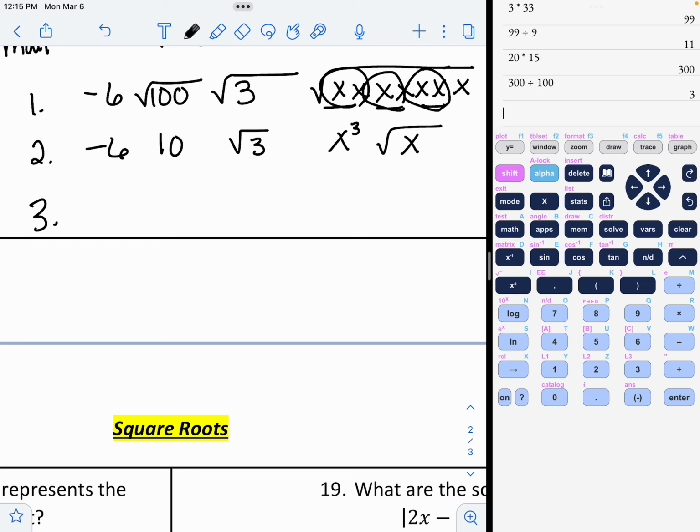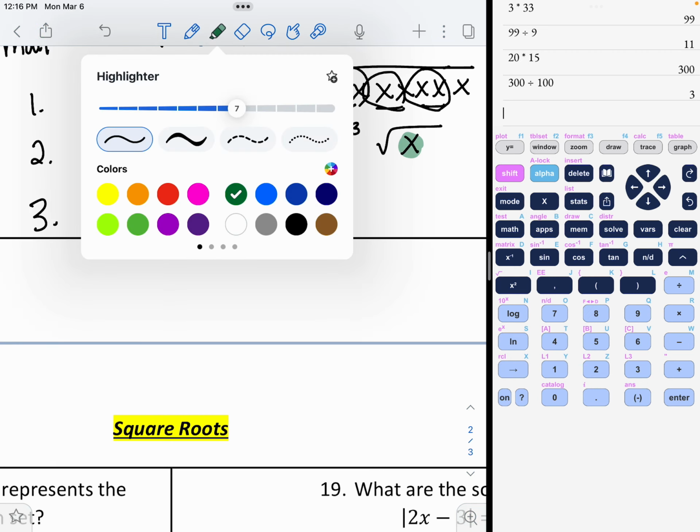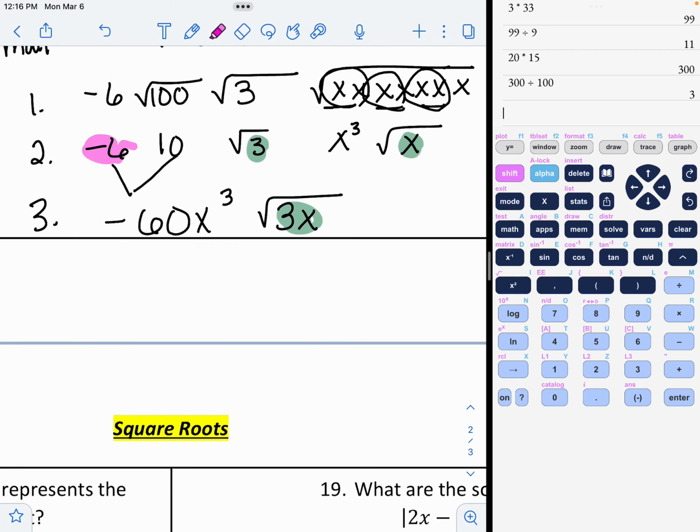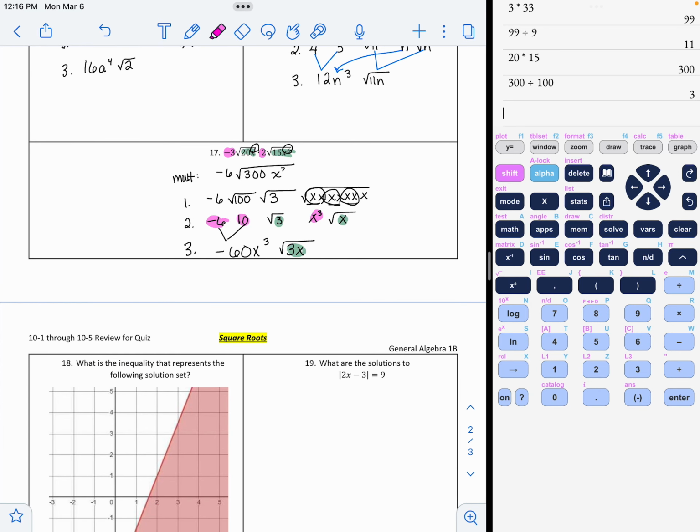Step 3, you multiply your -6 with your 10 to get -60. Your x to the 3rd drops down, and the inside is a 3 and an x. So the inside comes from this 3 and this x. And then you can see there's a whole bunch of stuff on the outside. We had our -6 with our 10 with our x to the 3rd. All right, and that's the end of it.